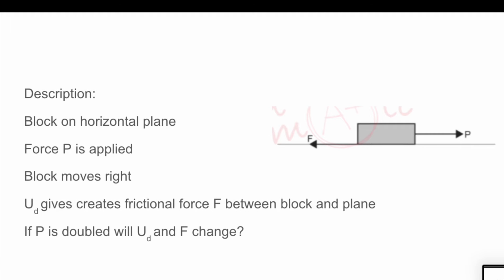As you can see on the diagram on the left, a block rests on a rough horizontal plane. A force F is applied to the block and the block moves to the right. There is a coefficient of friction, mu dynamic, a dynamic coefficient of friction giving rise to a frictional force, F, between the block and the plane. The force P is doubled. Will the coefficient of dynamic friction be unchanged or greater?